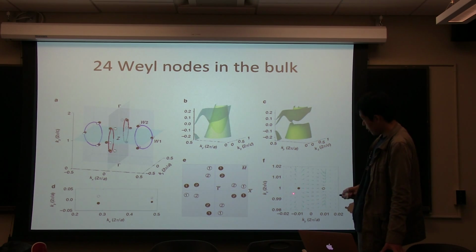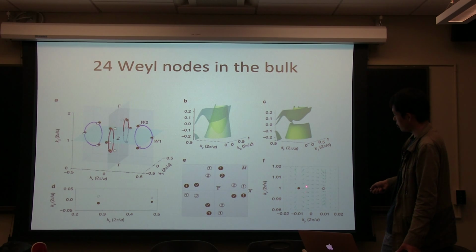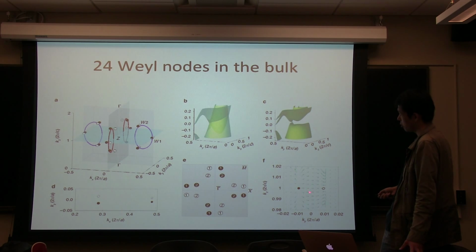We can also calculate the distribution of the Berry flux in the vicinity of two of the Weyl nodes. We see that they really behave like monopoles and anti-monopoles of the Berry flux.